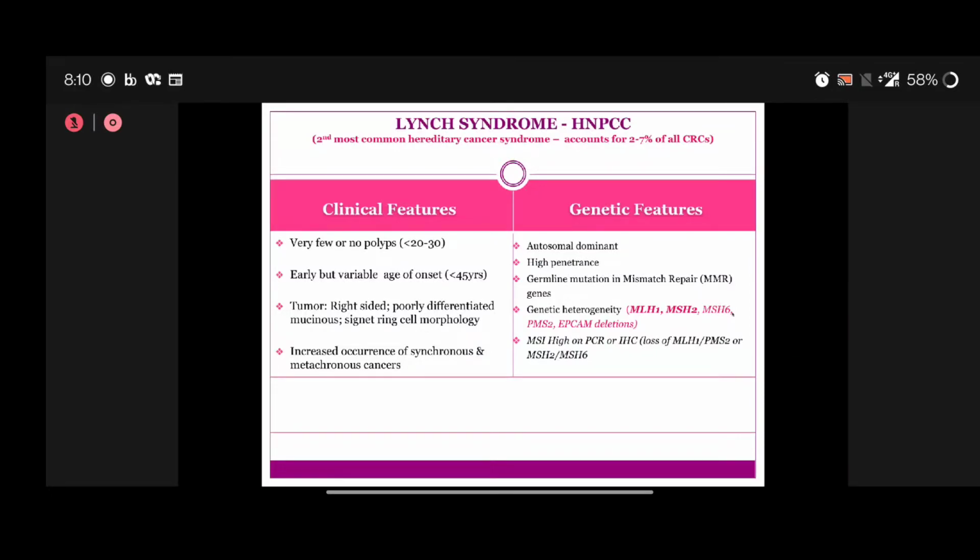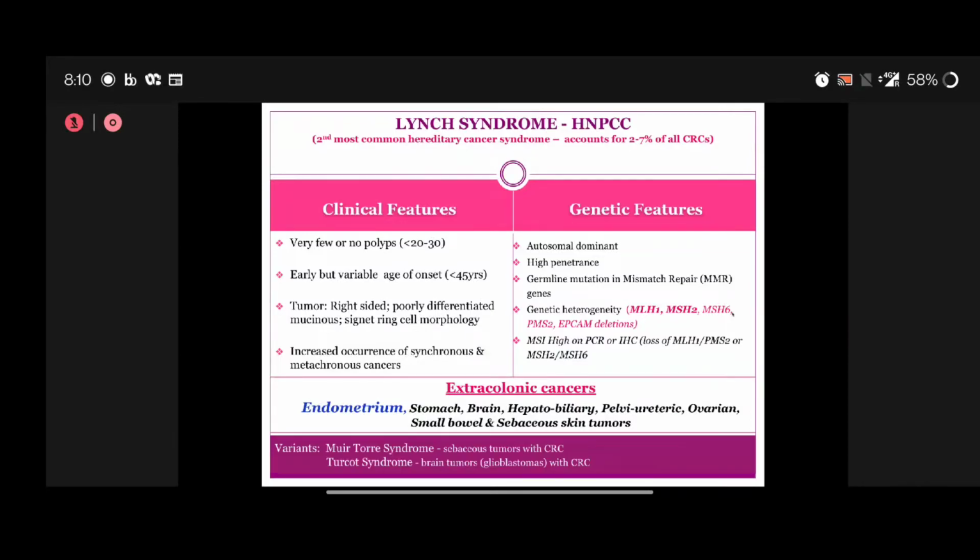So Lynch syndrome, again, is more often a right-sided tumor, poorly differentiated, and most of them have no polyps, but some of them may have polyps. It is because of mutations in the mismatch repair genes, MLH1 and MSH2 being the most common, and IHC will show loss of these proteins, or if you have done PCR, you may have microsatellite instability. Extracolonic cancers are common in women. Endometrial cancer is quite common, and many other cancers.